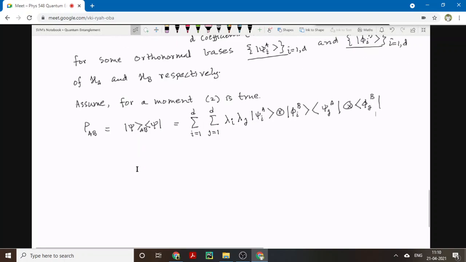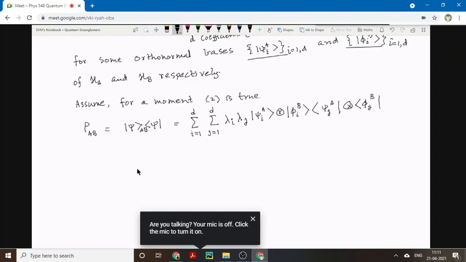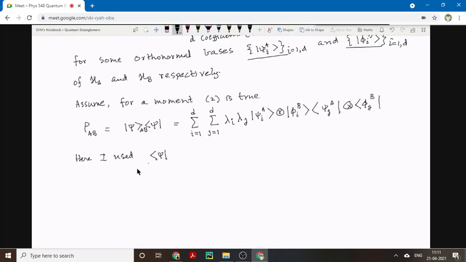So what I am doing is, I used this psi of AB, which I have written as sum over J is equal to 1 to D, lambda J into psi J A product phi J B, and then multiplied these two things. Okay, so that is fine.